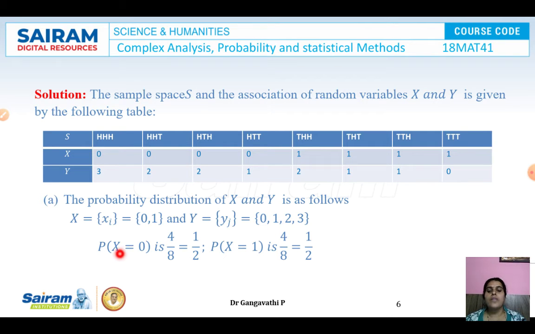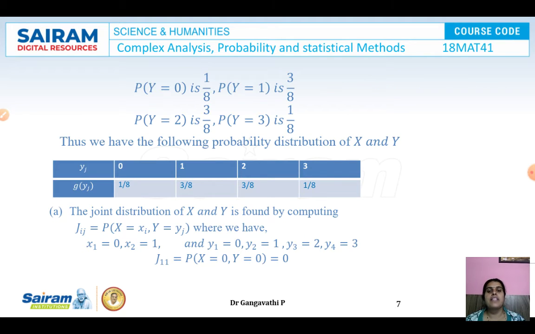P of x is equal to 0, the probability of getting head in the first toss. There are totally 8 outcomes, out of which there are 4 favorable cases. Getting head in the first toss is a favorable case, so 4 outcomes satisfy the condition. So the probability of x being 0, head in the first toss, is 1 by 2. Similarly, P of x is equal to 1, which means the probability of tail appearing in the first toss, again there are 4 such outcomes. So it is 4 by the total number of outcomes, 8, so it is again 1 by 2. That is P of x is equal to 0 and P of x is equal to 1.